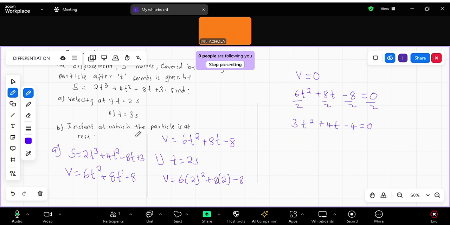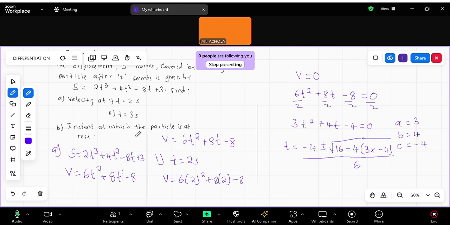So the value of a, the coefficient of t squared here, is equal to 3. The coefficient of t, that becomes the value of b, is equal to 4. The coefficient c is equal to negative 4. So the value of t in the quadratic formula is minus b, that is minus 4, plus or minus square root of b squared, that is 4 squared, gets you 16, minus 4 into bracket a, which is 3, multiplied by negative 4. Close the bracket. Everything all over 2a. 2 multiplied by 3, that is 6.